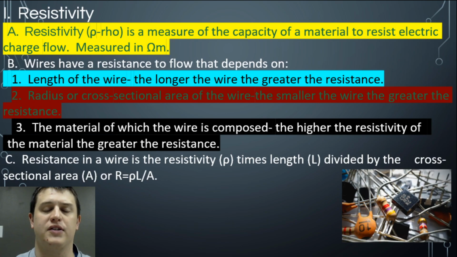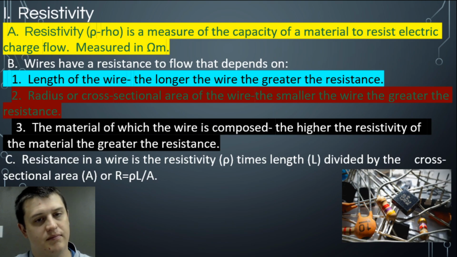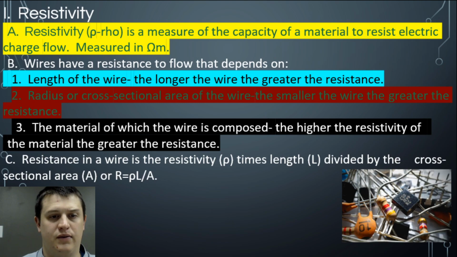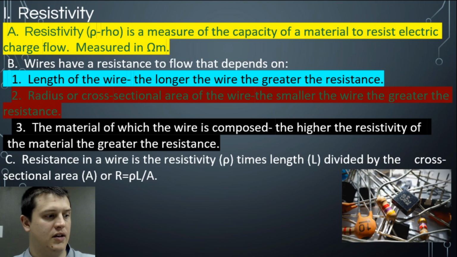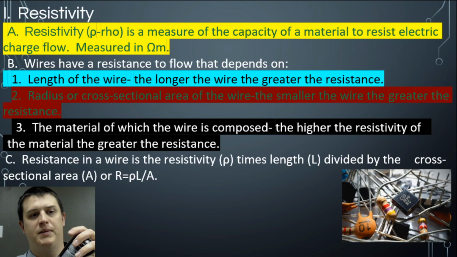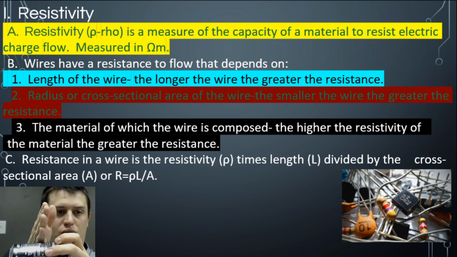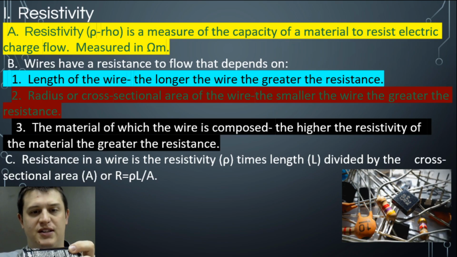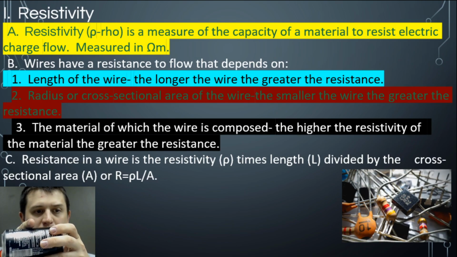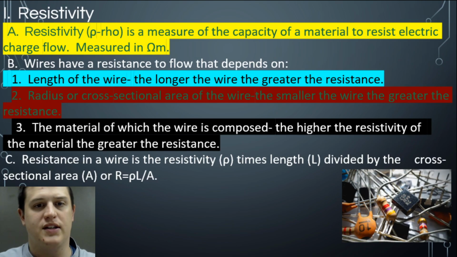The material of which the wire is composed: the higher the resistivity of the material, the greater the resistance. Pretty self-explanatory. Resistance in a wire is the resistivity, rho, times length, capital L, divided by the cross-sectional area, or A. So what is cross-sectional area? If I took this can, my little Pepsi can, and chopped it in half like this, that would be a cross section, because you'd be able to see through the middle of this can. Take a cross section of that.